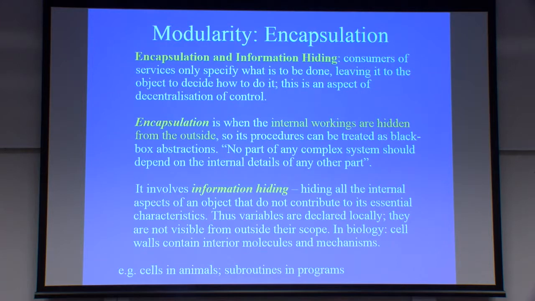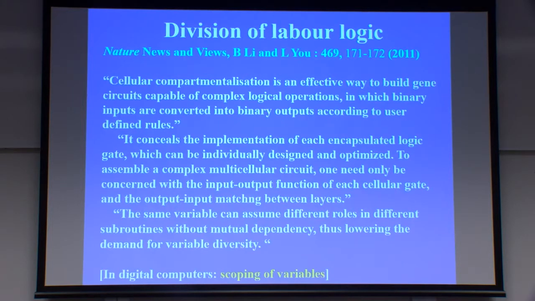What takes place is encapsulation and information hiding. Consumers of services only specify what is to be done, leaving it to the object to decide how to do it. This is an aspect of decentralized control, and it's very, very clear in computer systems where you write modules which will do work, subroutines. You send information to the subroutine, you get it back, and you don't care how the subroutine does it. So encapsulation is when the internal workings are hidden from the outside, so its procedures can be treated as black box abstractions. No part of any complex system should depend on the details of any other part. And I'm sorry, this is rather repetitive, involves this information hiding.